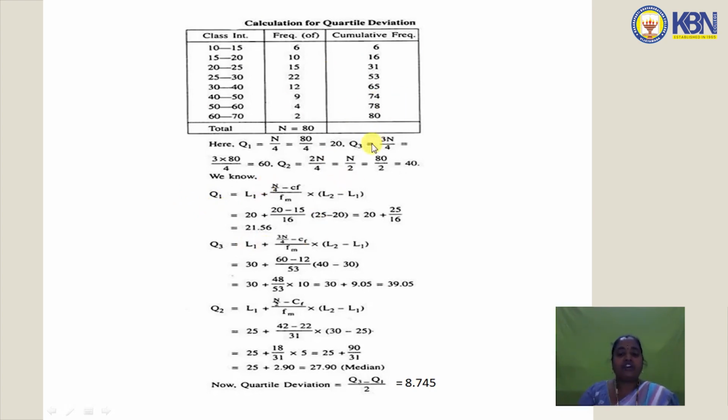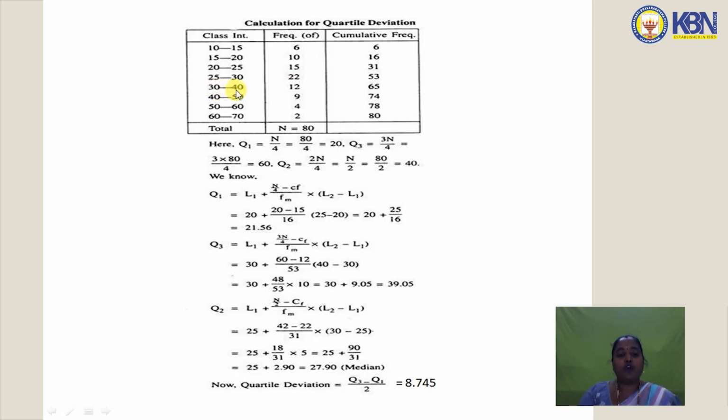For Q3, first we have to calculate 3N by 4. The 3N by 4 value is 60. First we look for 60 in the cumulative frequency. If it is there, the corresponding class is the third quartile class. If it is not, then we use the value greater than 60, which is 65. The corresponding class is 30 to 40.